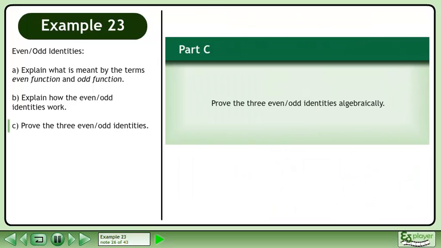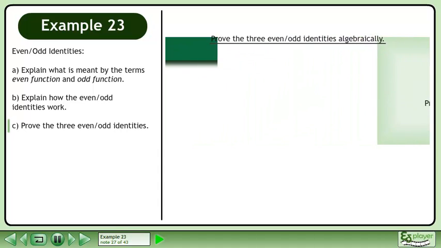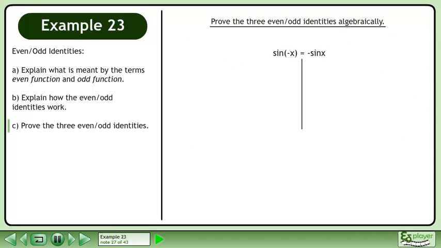In Part C, prove the three even and odd identities algebraically. We'll begin by proving that sine of negative x equals negative sine x. Rewrite negative x as 0 minus x. Expand using the sine difference identity. Sine at 0 equals 0 and cos at 0 equals 1. This simplifies to negative sine x.